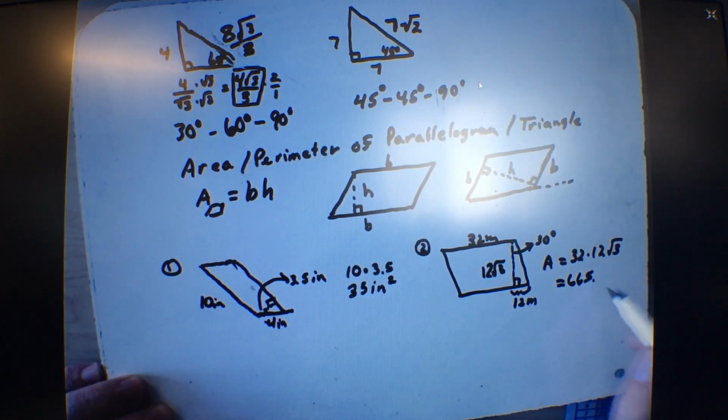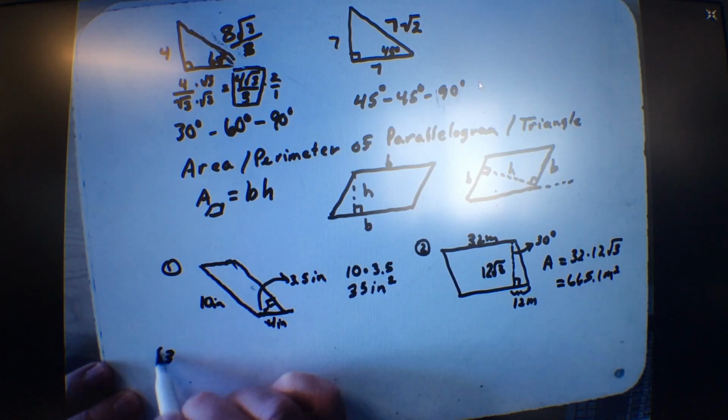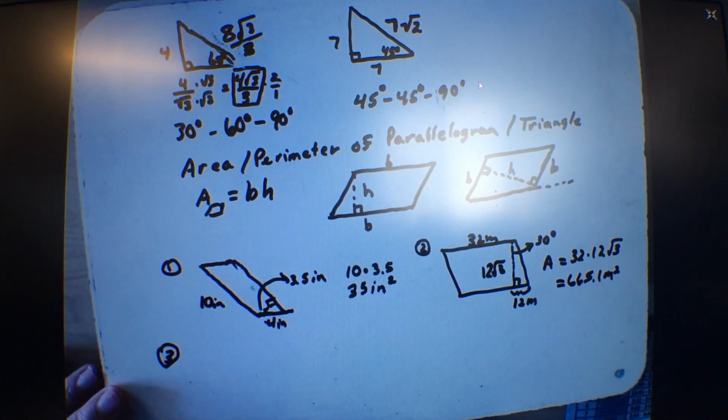665 point what? Nearest 10. 1. What's my label? Meters squared. Okay? All right. So we see how to do that. So we're actually using a 30, 60, 90 triangle to solve for that. Okay? You got it? Let's do a number 3 on this.